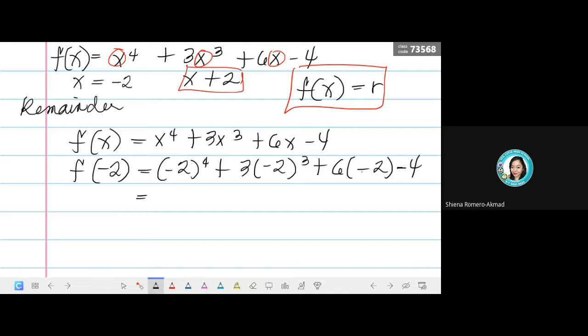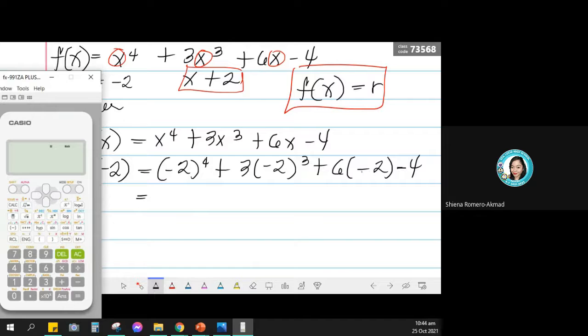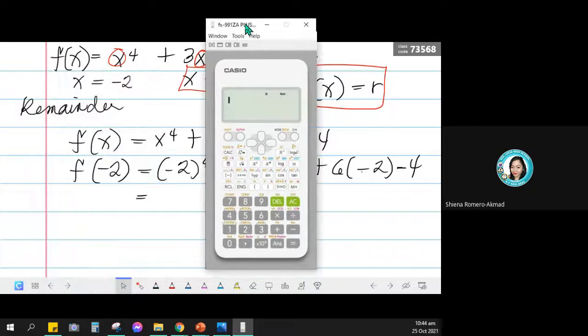Wait lang. Pakita ko sa inyo yung dinownload ko nung nakaraan. Nag-download ako ng calculator. Para may nakikita kayong calculator. Wait lang. Nag-loading pa siya eh. Wait lang. Calculator. Asan ka na? Ayan.